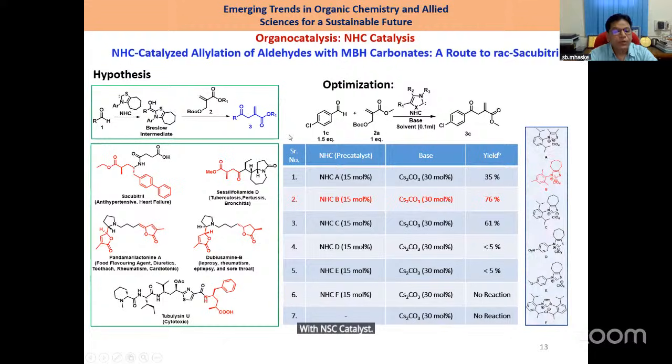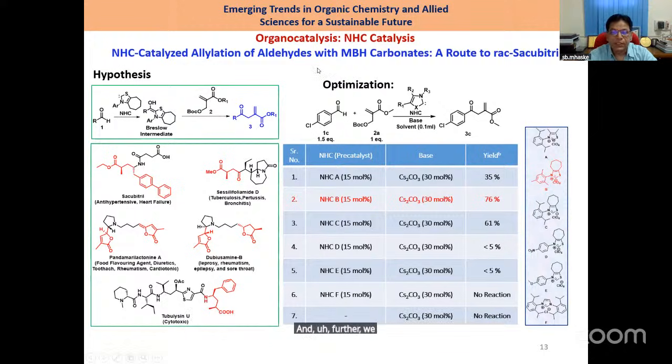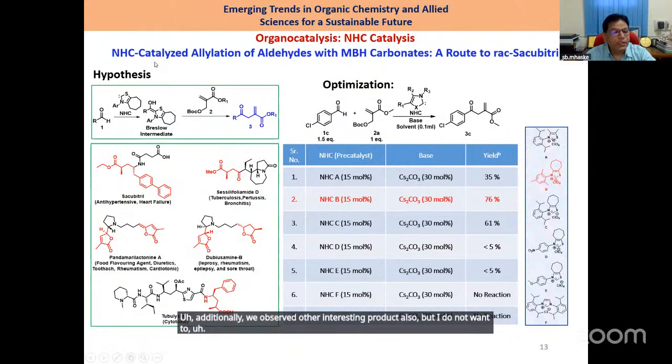The first work which I'm presenting here is NHC-catalyzed allylation of aldehydes with MBH carbonates. And further, we have shown its application in the synthesis of a drug molecule, a racemic synthesis of the drug molecule sacubitril. Additionally, we observed another interesting product also, but I do not want to give that complexity here.